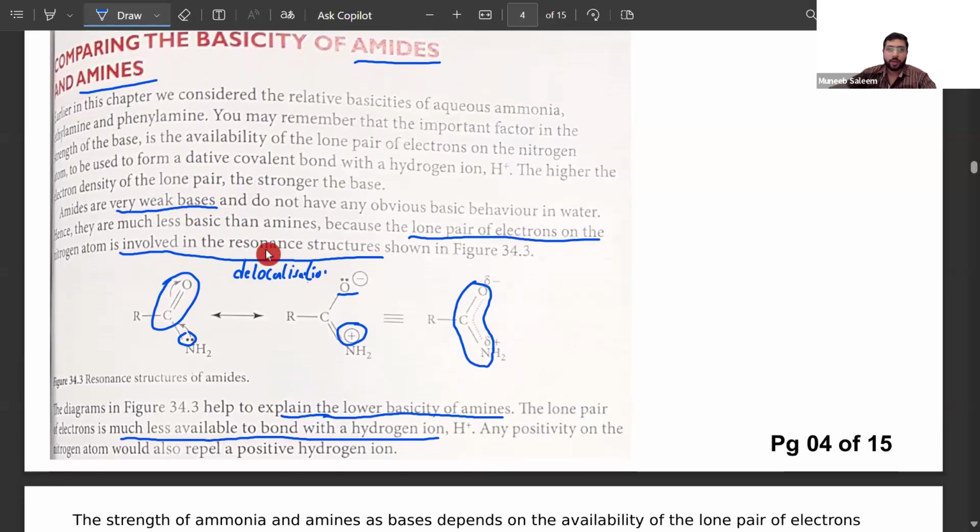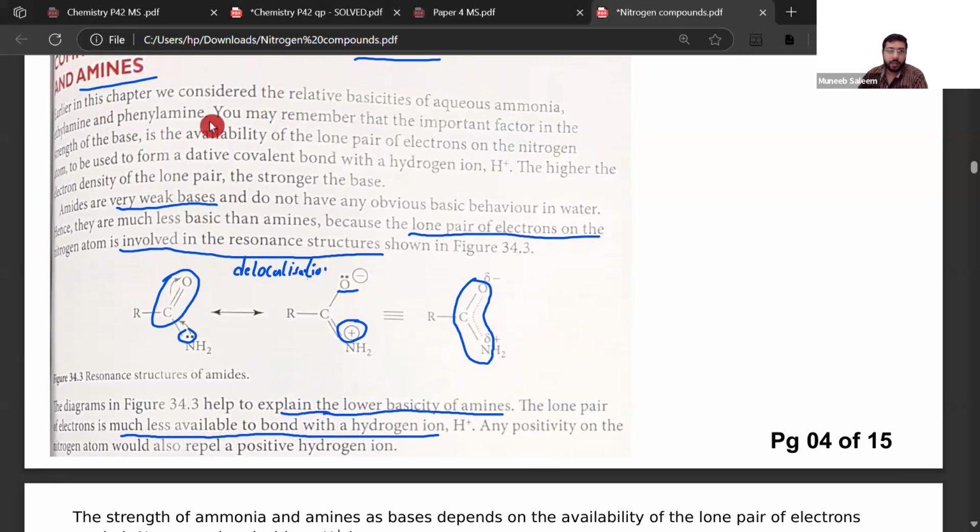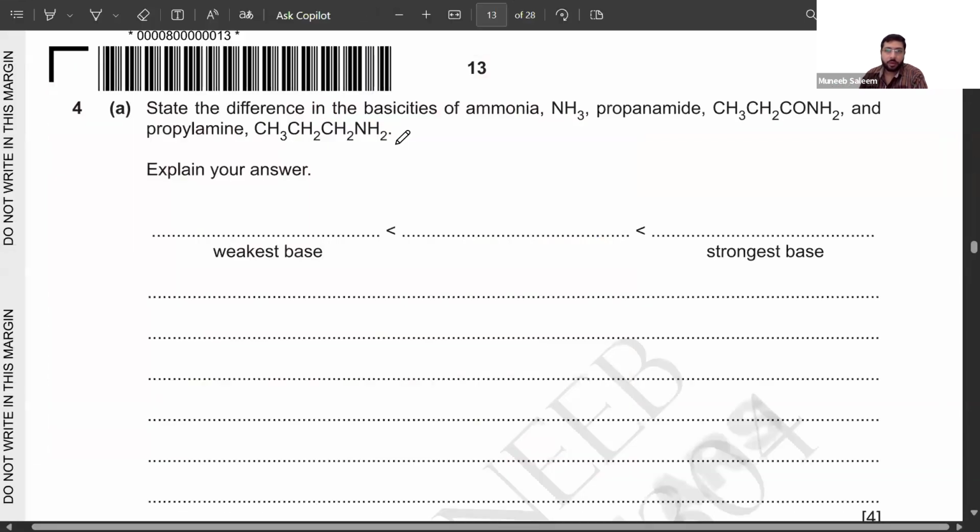Now we'll write down the answer in our question. First, we need to tell the relative order. So the relative order is with the weakest base will go to the ethane amide over here. So I will write the name of the compound, propane amide.